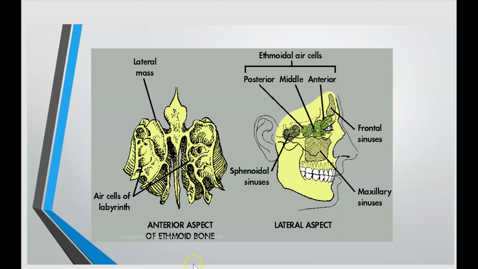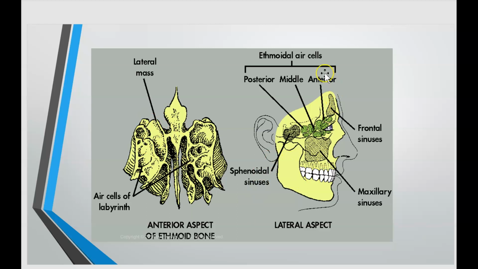Okay, and this is another view of the ethmoid bone. So this is your anterior view, and you'll remember this is the crista galli. This is your perpendicular plate, and these are your labyrinths here. Okay, and these are your air cells within your labyrinths. Those are your ethmoid sinuses.